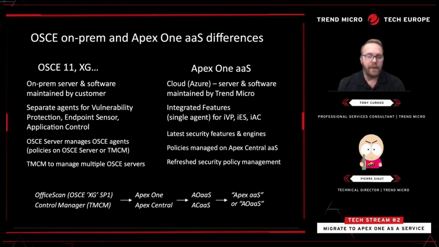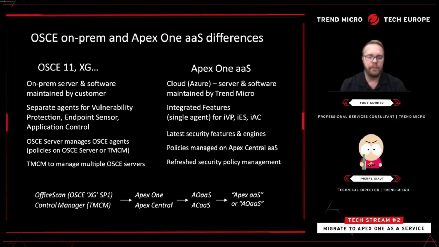So that is something that you can add as a separate agent on the device. Then we have endpoint sensor if you want to do forensics on the endpoints, and also application control as a separate agent. Yeah. And now all of these are integrated features into Apex One, right? Exactly. It's called IVP, IES, IAC, for integrated vulnerability protection, integrated endpoint sensor, integrated application control.